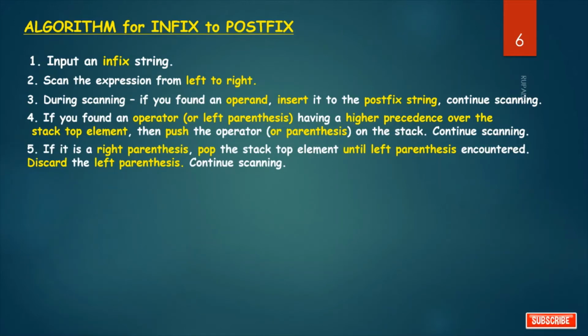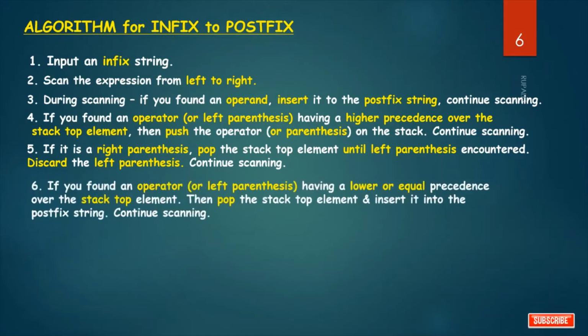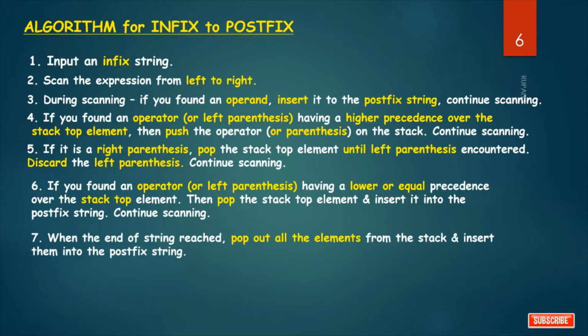If it is a right parenthesis, pop the stack top element until the left parenthesis is encountered. Then discard the left parenthesis, means pop the left parenthesis but discard it, and continue scanning. If you find an operator or left parenthesis having a lower or equal precedence over the stack top element, then pop the stack top element and insert it into the postfix string or output string and continue scanning. When the end of the string is reached, pop out all the elements from the stack and insert them into the postfix string. Finally, you have to print the output string.